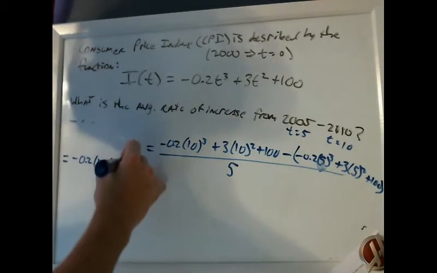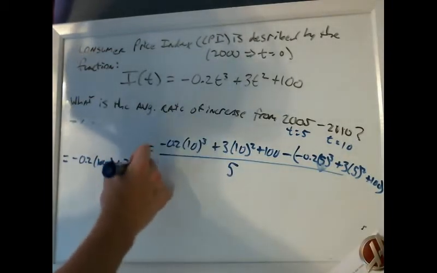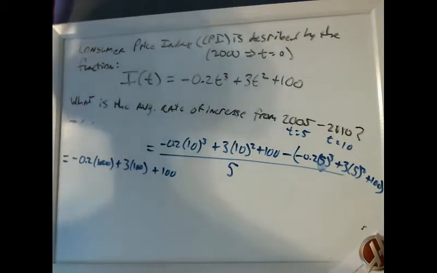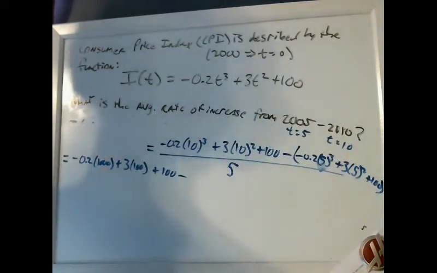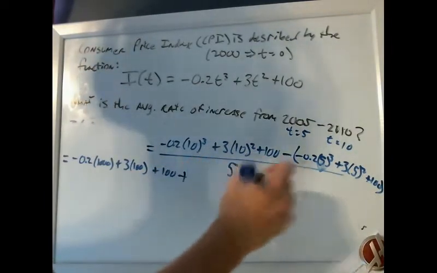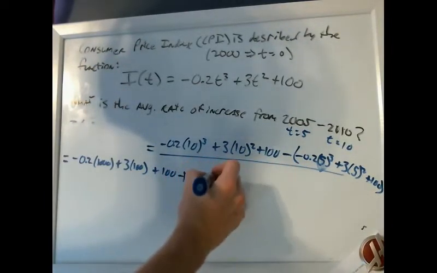Plus 3 times 10 squared, which is 100. Plus 100. Minus, distributing the minus sign now, changing the sign of that so that becomes plus 0.2 times 5 cubed, which is 125.